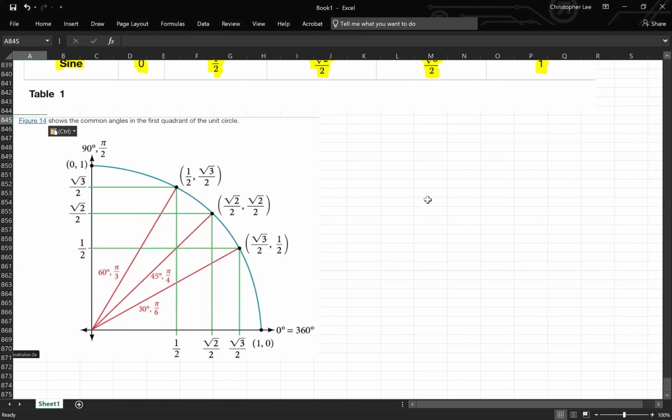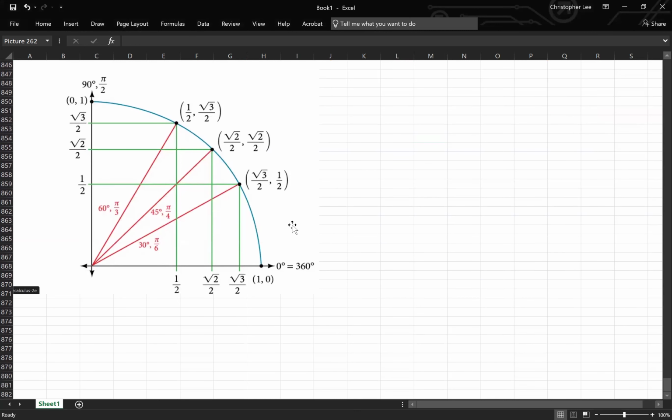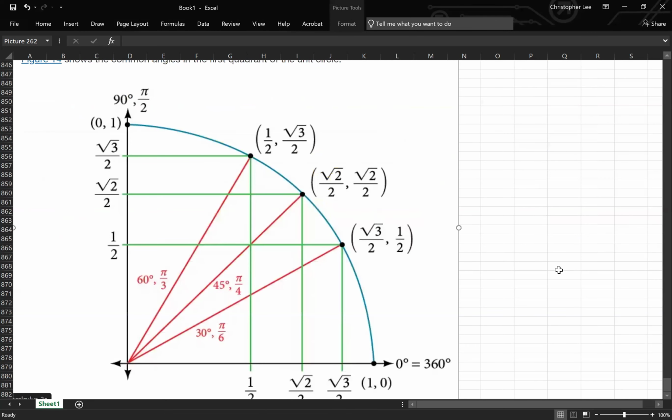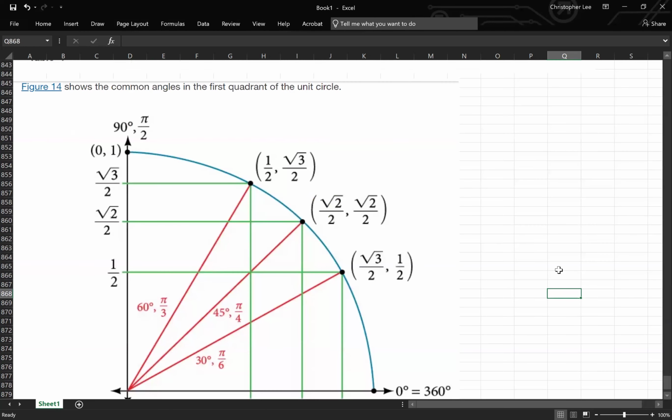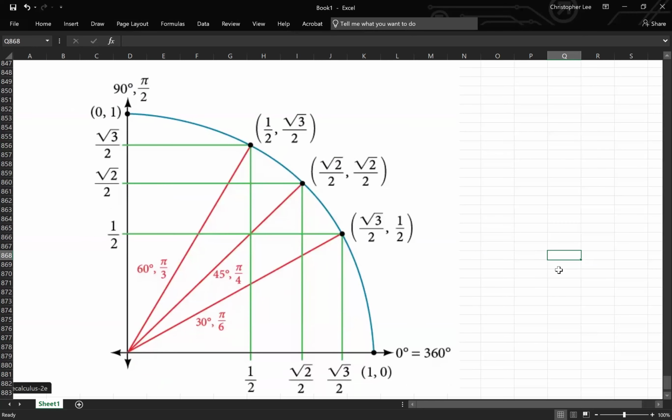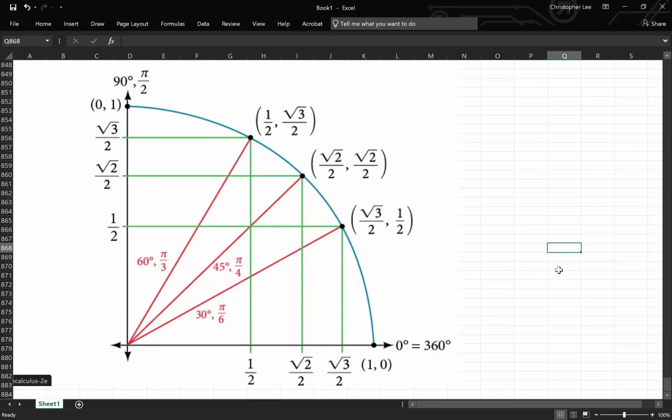All right. So this is figure 14. Here are some of the common angles in quadrant 1. We have the angle and the point that corresponds to each angle. So take a minute, stare at it, take a picture if you want. It's already on your formula sheet, so I understand if you're not hyped to take the picture.